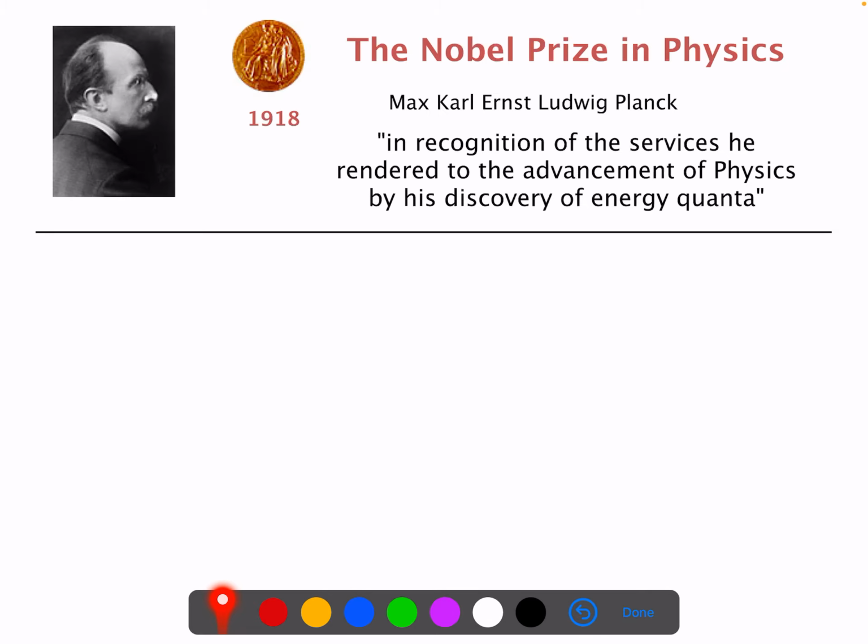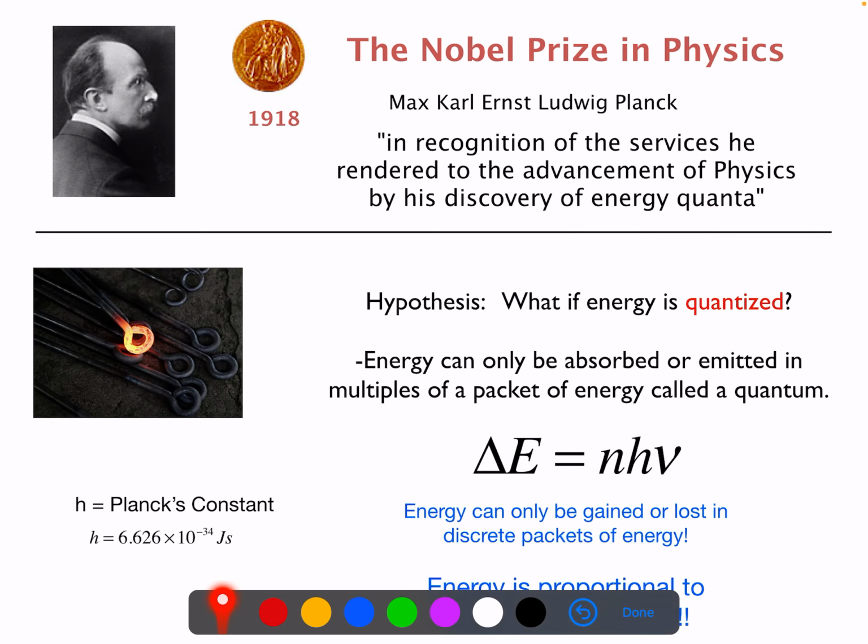And how this was explained was first by Max Planck, who won the Nobel Prize in Physics in 1918. And it's in recognition of the services he rendered to the advancement of physics by his discovery of energy quanta. So what does that mean? What he says is that what if energy is quantized? And what we mean by that is, what if energy can only be absorbed or emitted in packets of energy that he called a quanta?